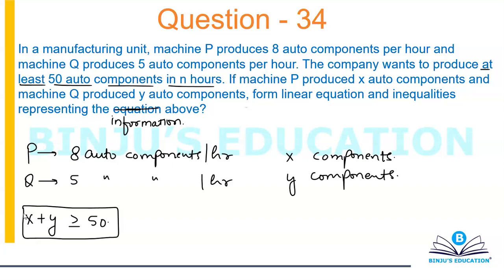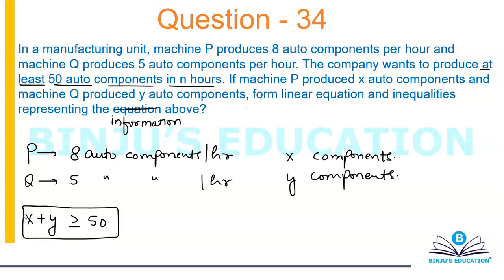Now the time frame given to me is n hours, that is both the machines can work only for n hours. Now both the machines are separate, so machine P is producing 8 auto components an hour separately, and machine Q can produce 5 auto components per hour. They both are working separately.